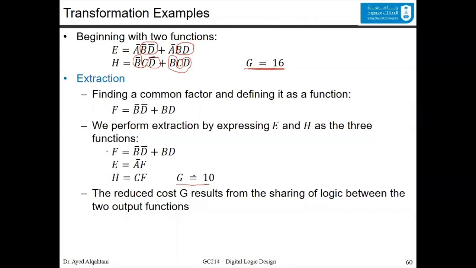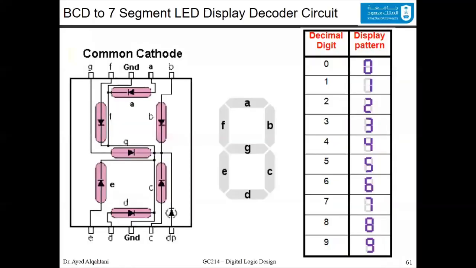And you can get the 10 by counting the literals first: 1, 2, 3, 4, 5, 6, 7, 8. And then you add those two terms. Notice that we don't consider a single term if it has a function with only a single term in the cost function. So the reduced cost G results from sharing of logic between the two different functions E and H.